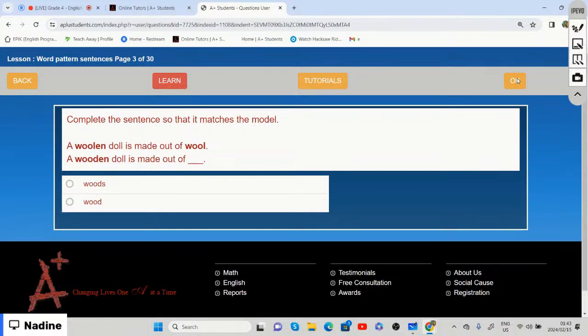And then a woolen doll is a doll made out of wool, and a wooden doll is made out of what? If a woolen doll is made up of wool, then a wooden doll is made up of what?